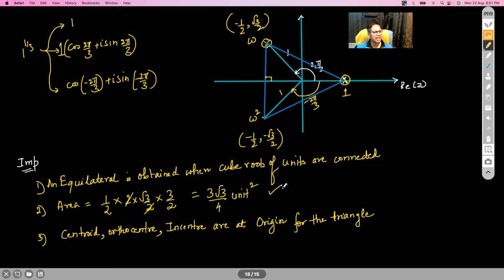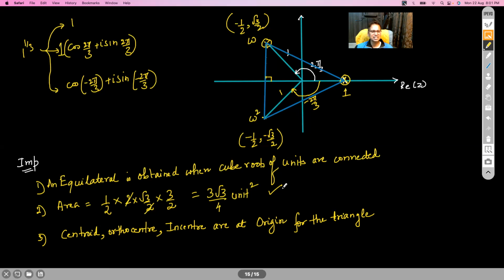No. It is not for any three roots. It is only applicable for the cube roots of unity. If I am finding cube roots of, let's say, any other complex number, let's say 8i, then this will not be applicable. I'm only talking with respect to cube roots of unity. I'm not talking about cube root of any complex number.